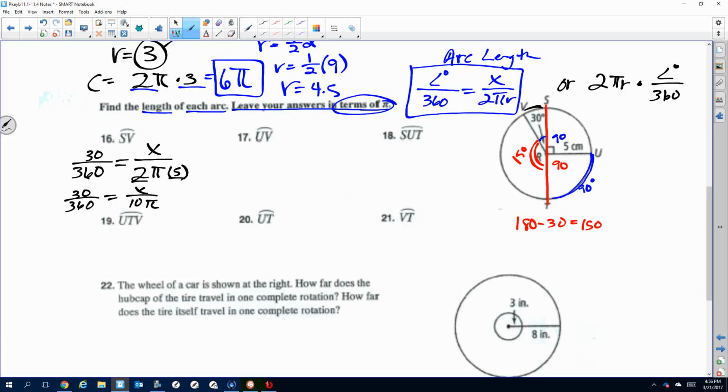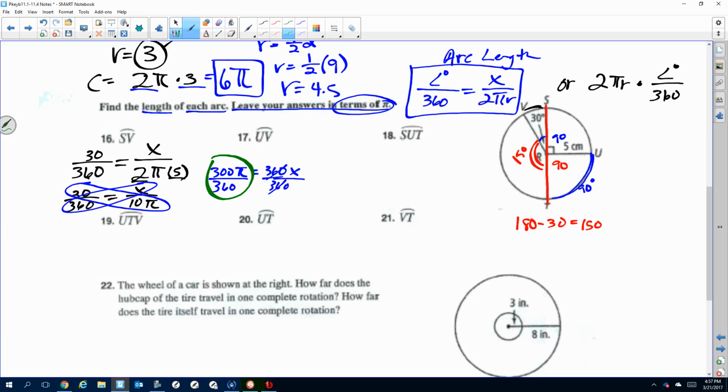Now, we're leaving our answers in terms of pi again. I went ahead and circled that up here. That means you're going to keep the pi in your answer just like we did on the problems previously. So if we're just cross multiplying here, 30 times 10 pi would leave you with 300 pi. And then we're saying 360 times x equals 300 pi. Now we're solving for x. We divide by 360, divide by 360. The x gets isolated.